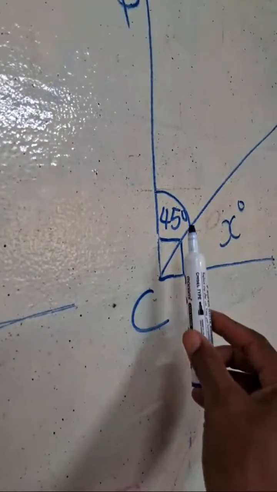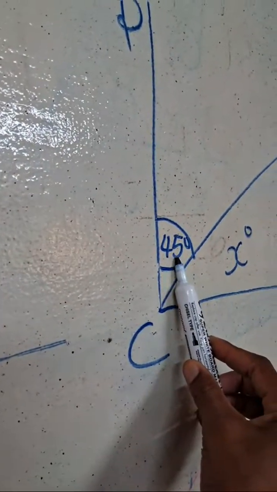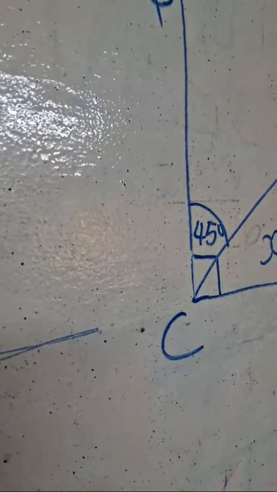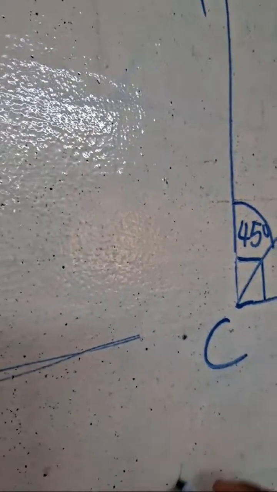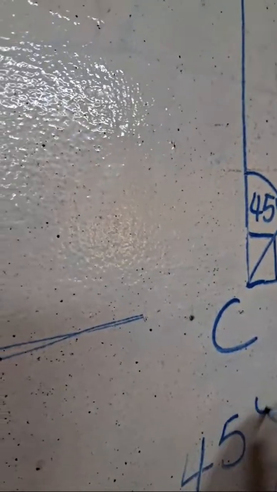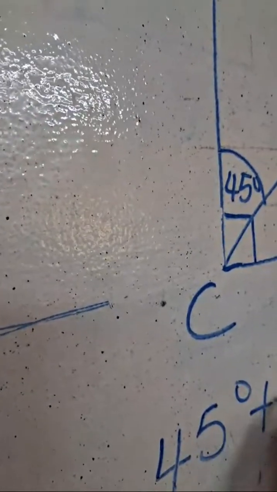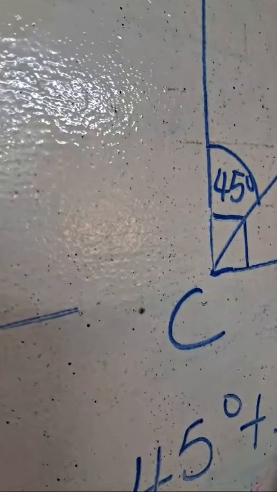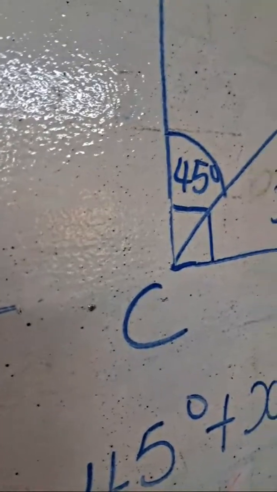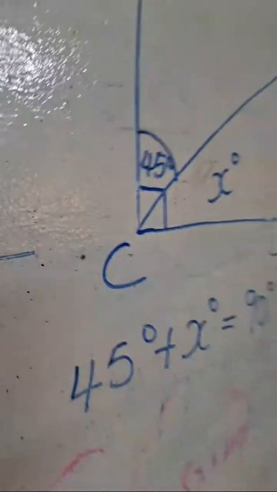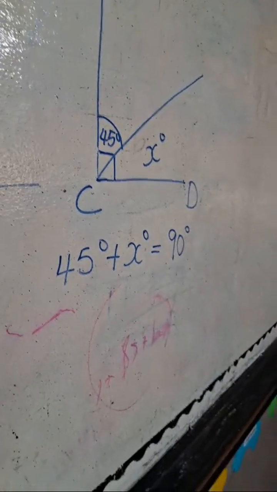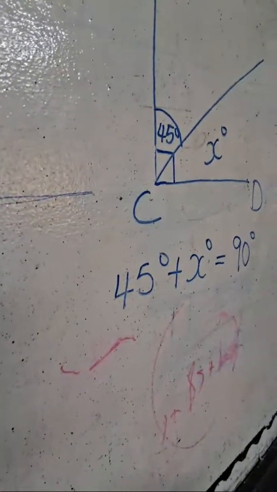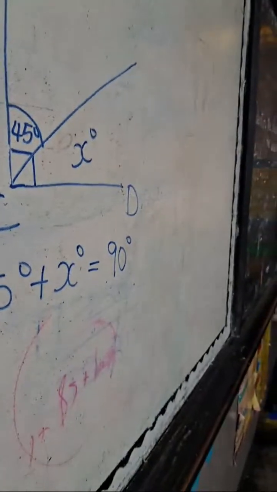So if we have here being 45, and we know that 45 degrees plus X degrees equals the total, which is 90 degrees, how are we going to find X? You remember what I said? We want to get X by itself, right?